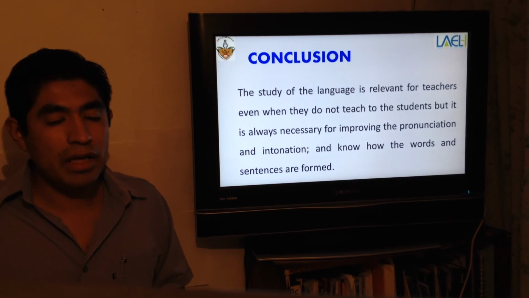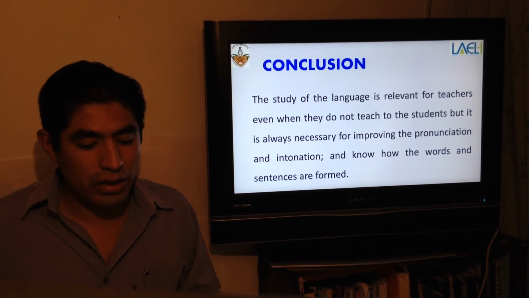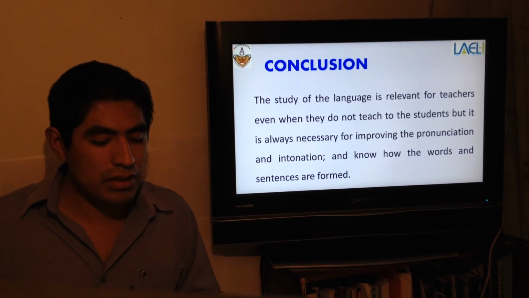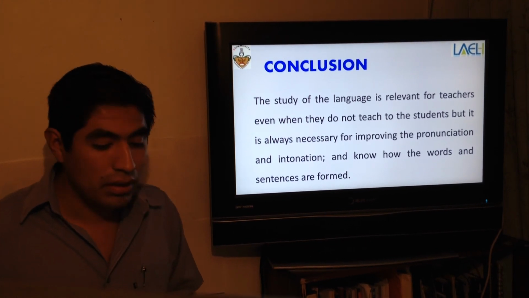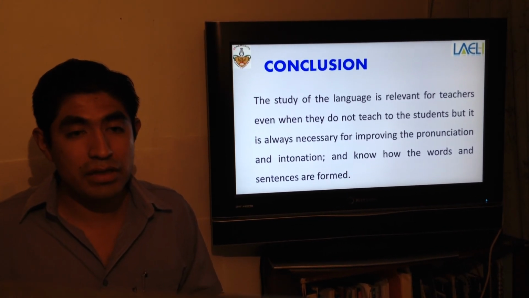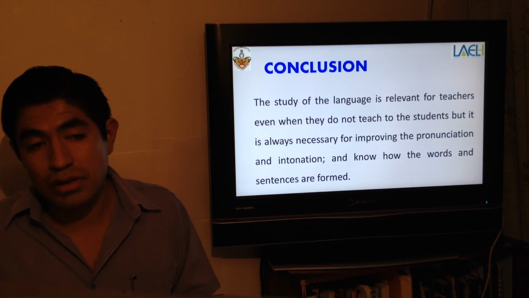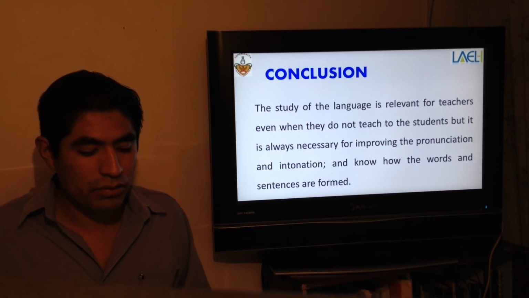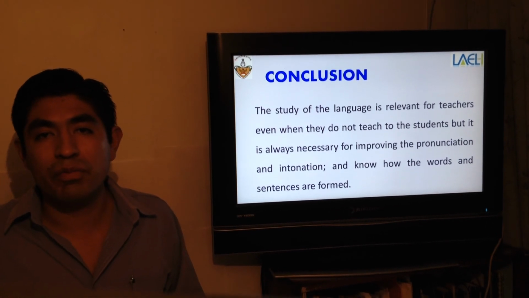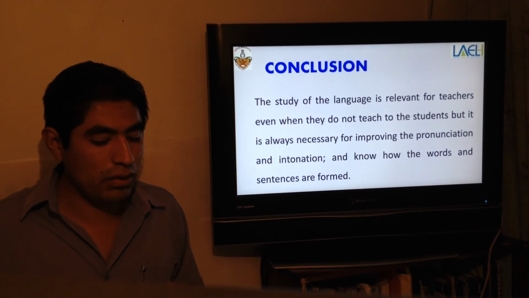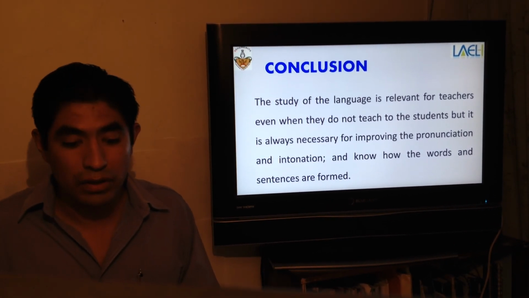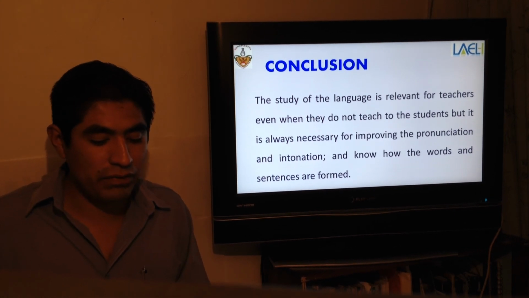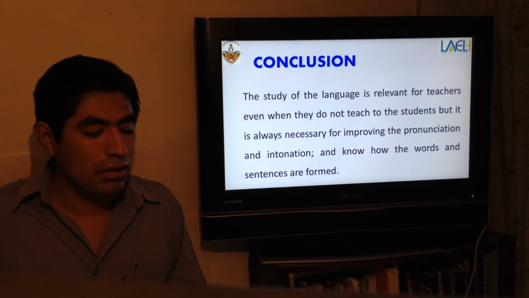Well, the conclusion. Now I can conclude that the study of language is so important, even if we as teachers don't teach this structure in a typical class. But with this we can improve our pronunciation and our knowledge of how words are formed, using, for example, the prefixes and suffixes.